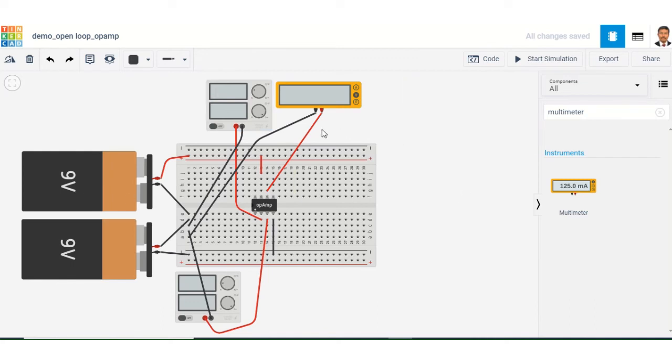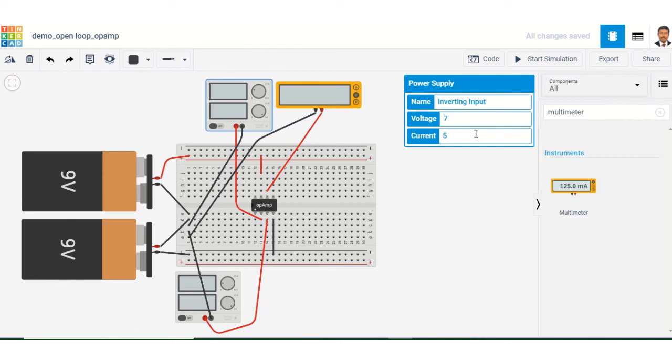So let's start the simulation here and let's check the output. I have started the simulation. You see this is inverting input 7 volt, and this is non-inverting input 5 volt. 7 is greater than 5, and 7 is connected to the inverting input, therefore it is minus V saturation, that is minus 9 volts. So let's stop the simulation and let's verify the other way.